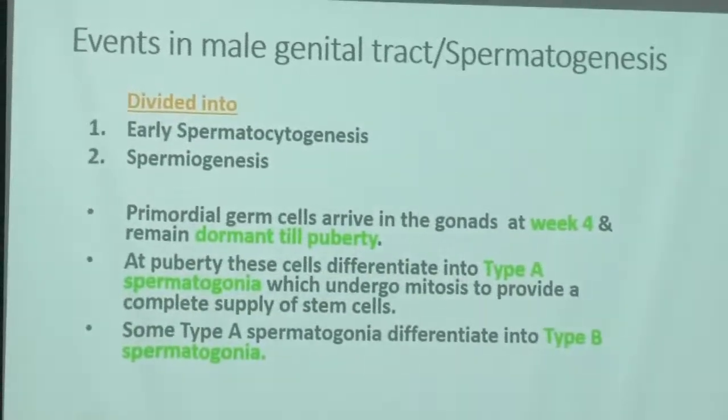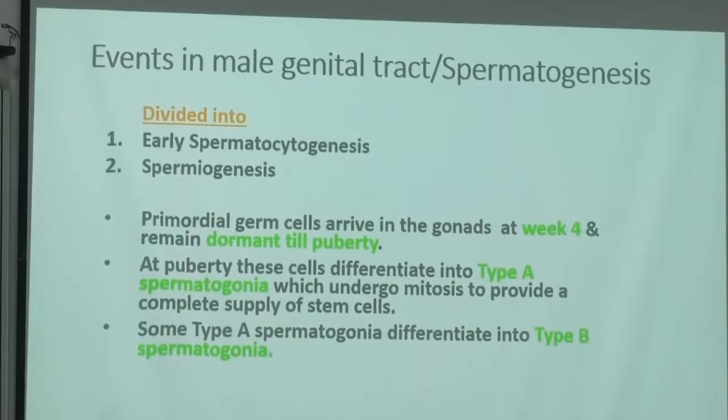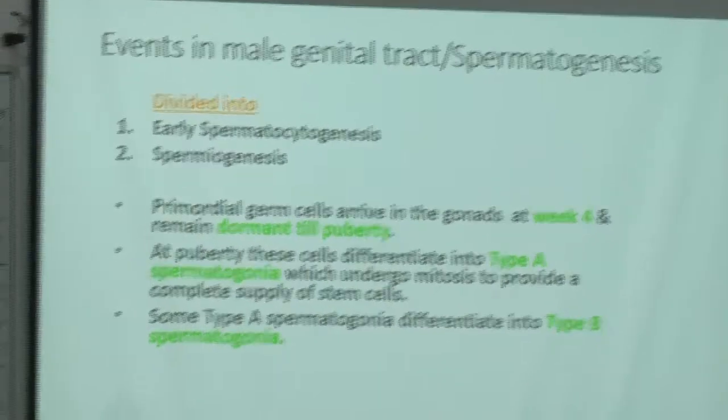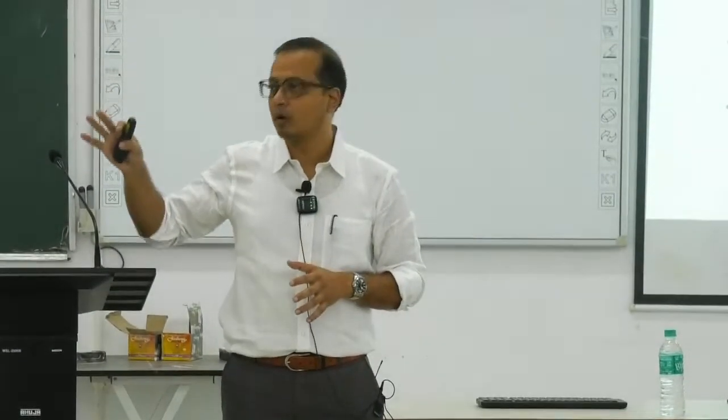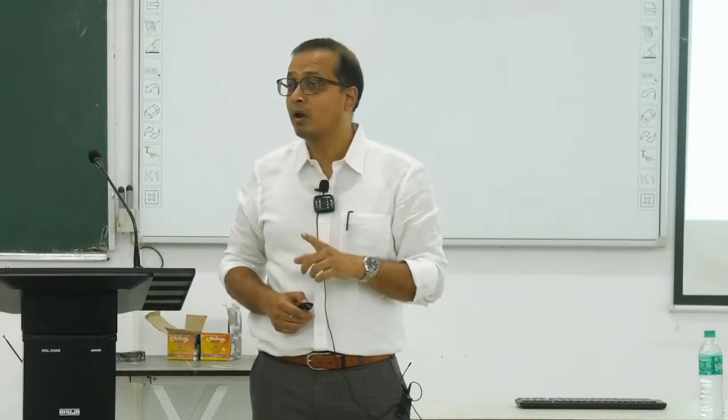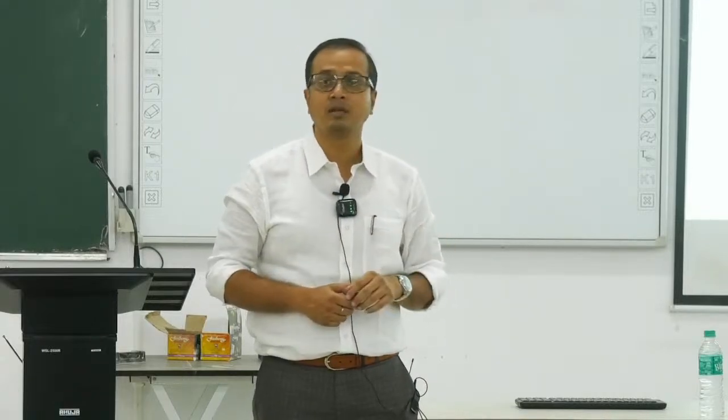We call the initial phase spermatocytogenesis. The primordial germ cell migrates from the yolk sac, ends up in the gonadal ridge, and settles down in this future testicle region. Once the germ cell reaches the testicle or future testicle, it remains there as it is till we reach the age of puberty. The gonadal ridge transforms into testicles, and the primordial germ cells remain seated, unaltered, at that point till puberty.